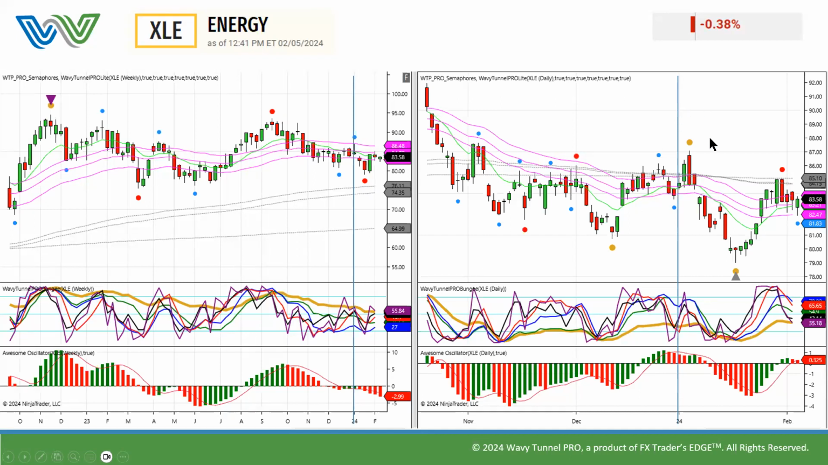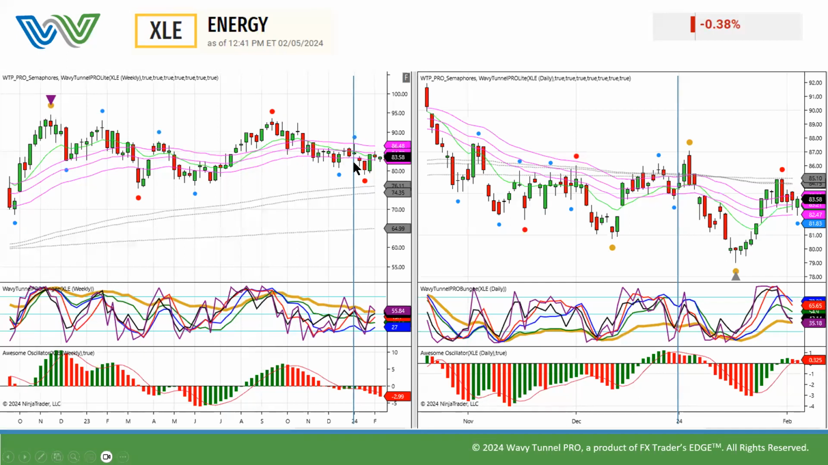So here we are on the daily, and you can see that the wave is below the tunnel. So it's no wonder why it's down. If I were to buy this, I would want to wait for the wave to start to move higher and cross above the tunnel, because that would be a sign of strength for the ETF. Right now, it's still weak. It's still in bearish territory. We really need, on the daily, to see this cycle back above the tunnel.